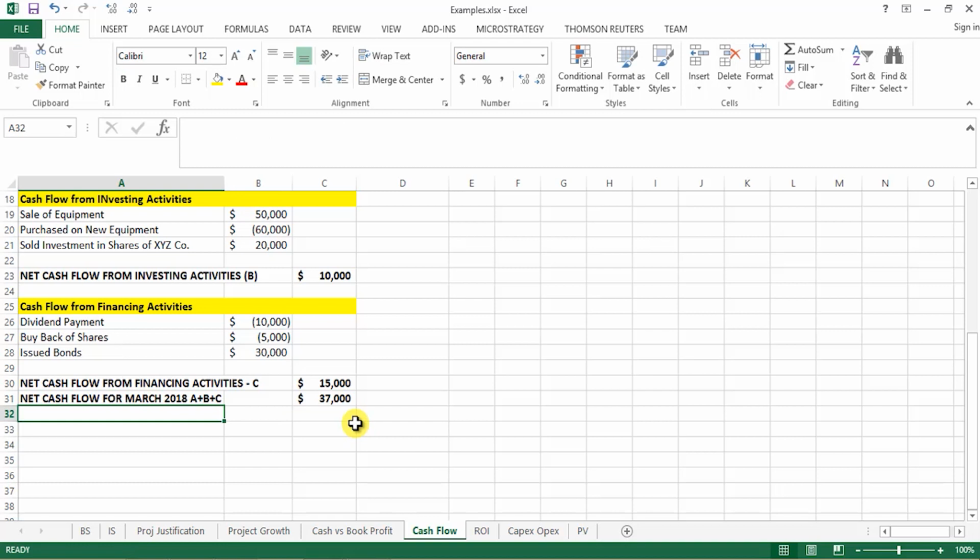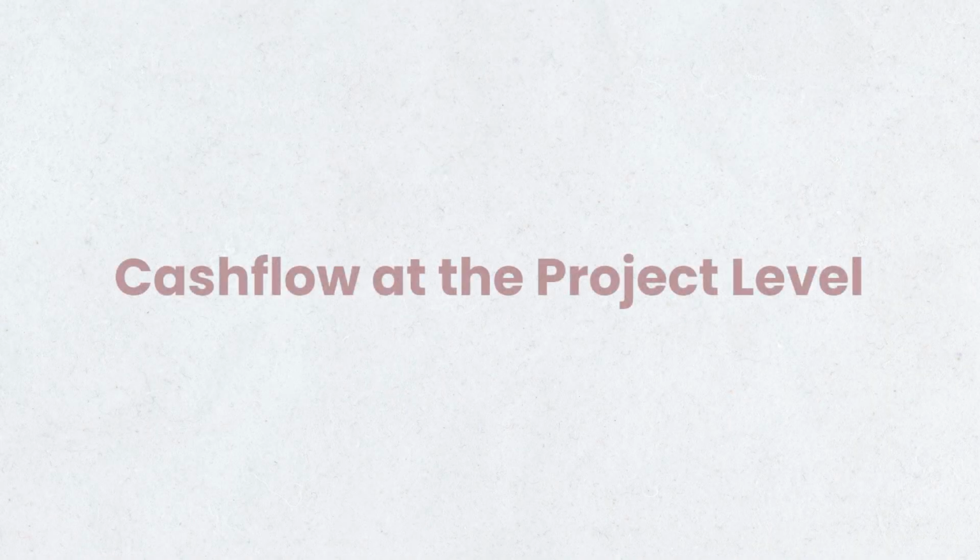Now to this, we add the opening cash balance on 1st of March 2018. This balance was brought forward from the February 2018 cash flow statement. Understand this: when you're figuring out the cash flow, you need to reach the end balance of cash for the particular month, right? And to reach the end balance, you also need to account for the opening balance.